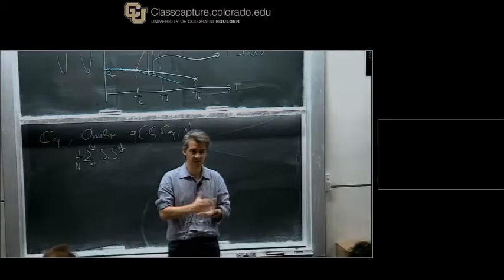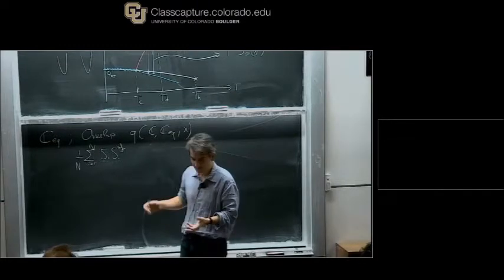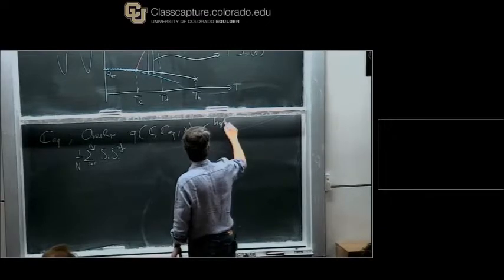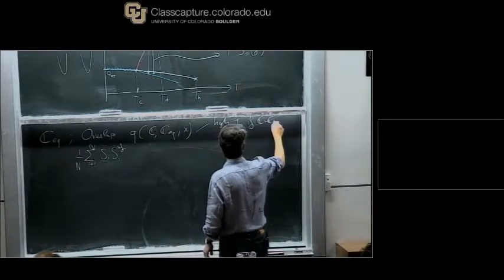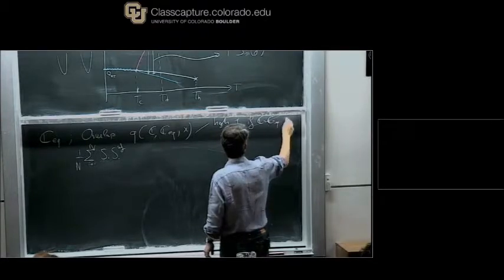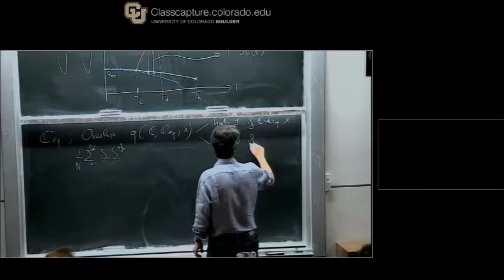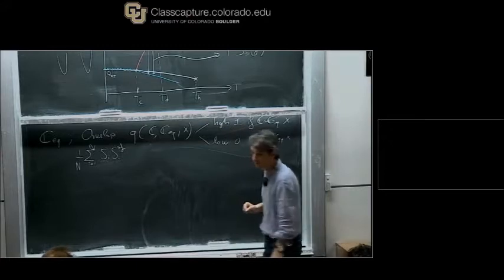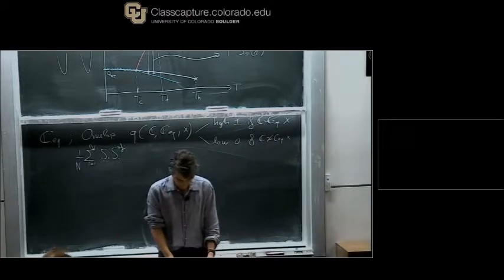Actually, a precise definition will be given by Ludovic Berthier next week or at the end of this week. For the moment, just think of the overlap as something that is high, close to one, if C is similar to C equilibrium at x, and low, let's say zero, if C is different from C equilibrium at x. It just measures how much the configurations look the same.